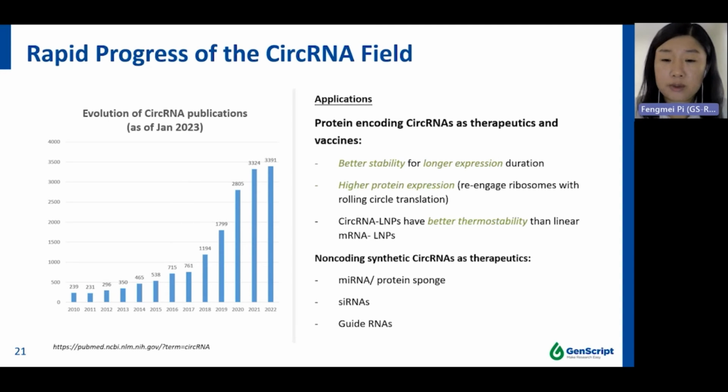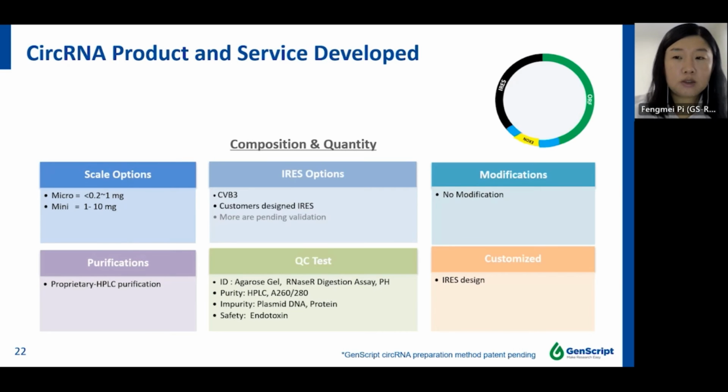circRNA is also explored recently in the application of non-coding RNA therapeutics, such as microRNA, protein sponge, siRNA, or single guide RNAs. The circRNA service we have developed here mainly features using the self-splicing mechanism to prepare circRNA, and we also screened and optimized the IRES to help express the RNA by IRES-dependent translation, instead of the linear mRNA, which relies on the Cap1 structure to recruit ribosome.